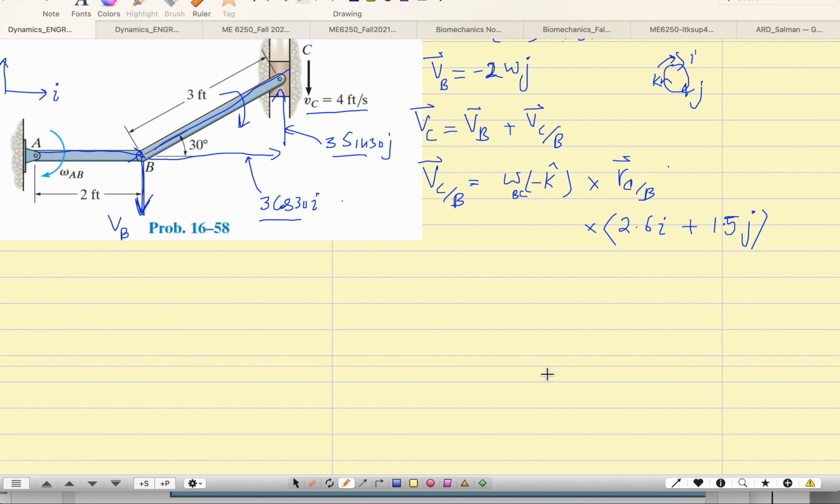Now we have to cross this. We do not know the omega, but we know k. So k cross i is j. So can I write 2.6 omega BC, where k cross i is j. And then let's do k cross j. k cross j is negative i. So negative, so can I write here positive?